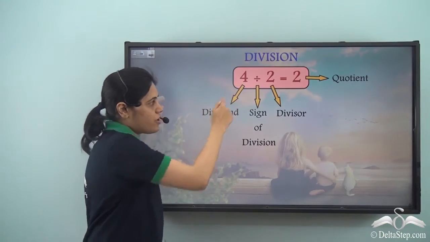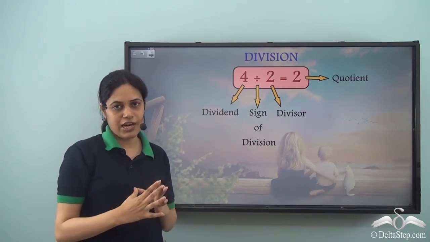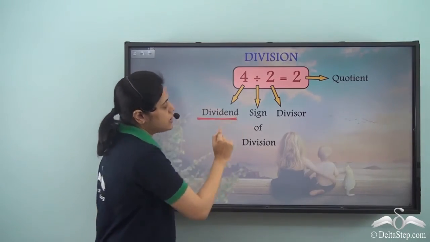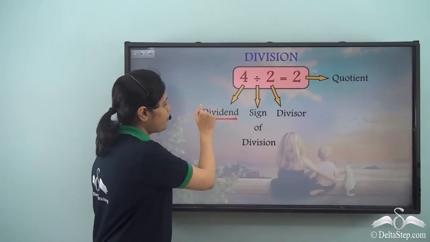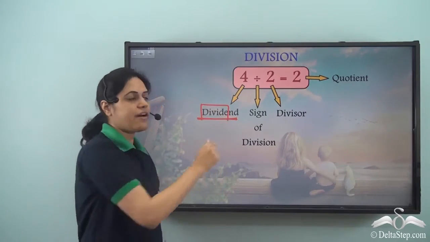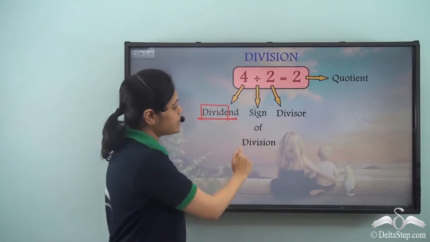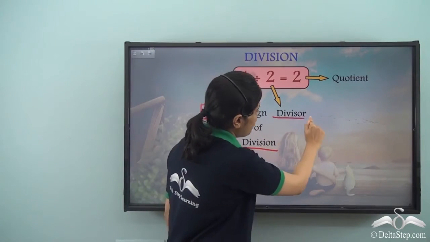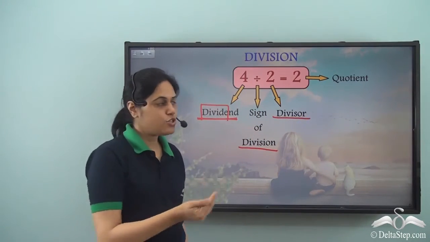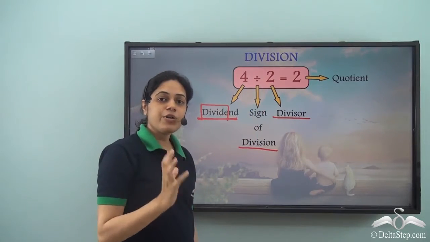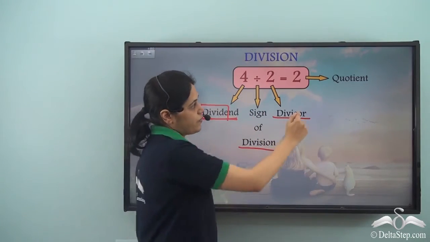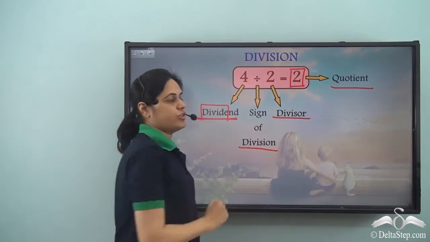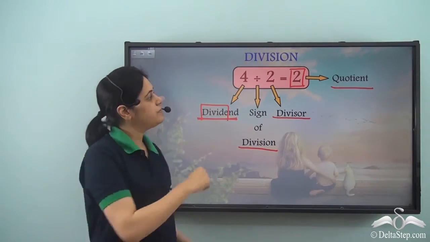Now this 4, the total number of things which I have, like the total number of candy jars, is called the dividend. So from divide, I have dividend. This is the sign of division, as we have already seen. This 2 is called divisor. So this 2 is number of candy jars in each group. And this 2 is called the quotient or the answer.